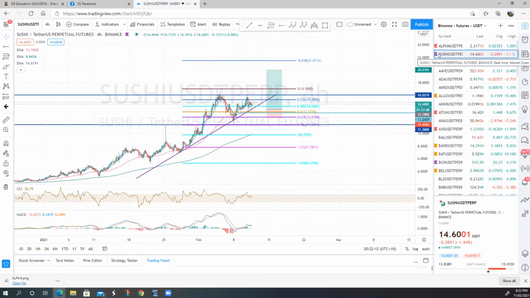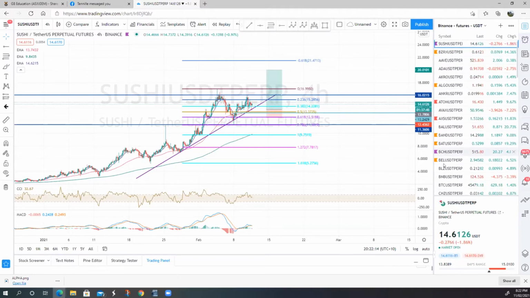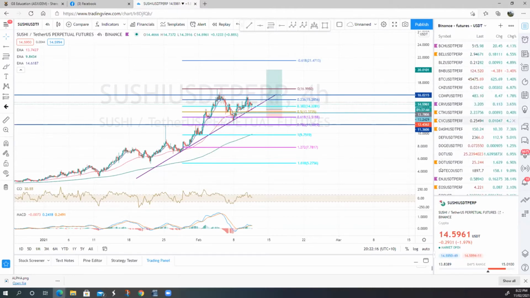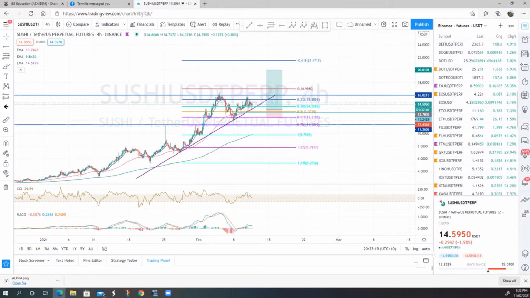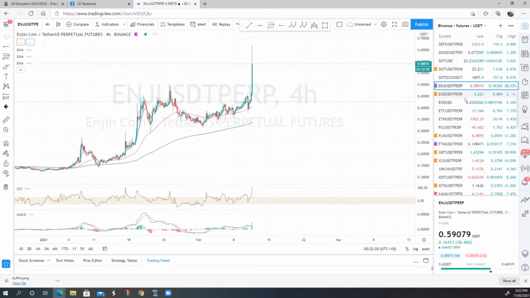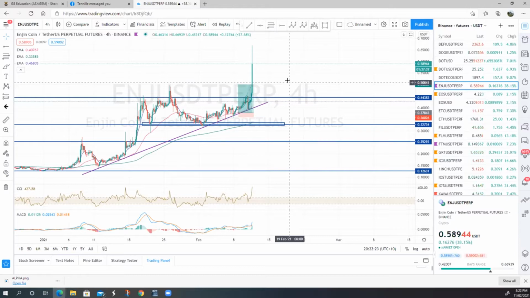So the purple is what I'm in. So if you go down, the purple is what I'm in. I was in that, but my TP was there. You know, so I'm out of that now.